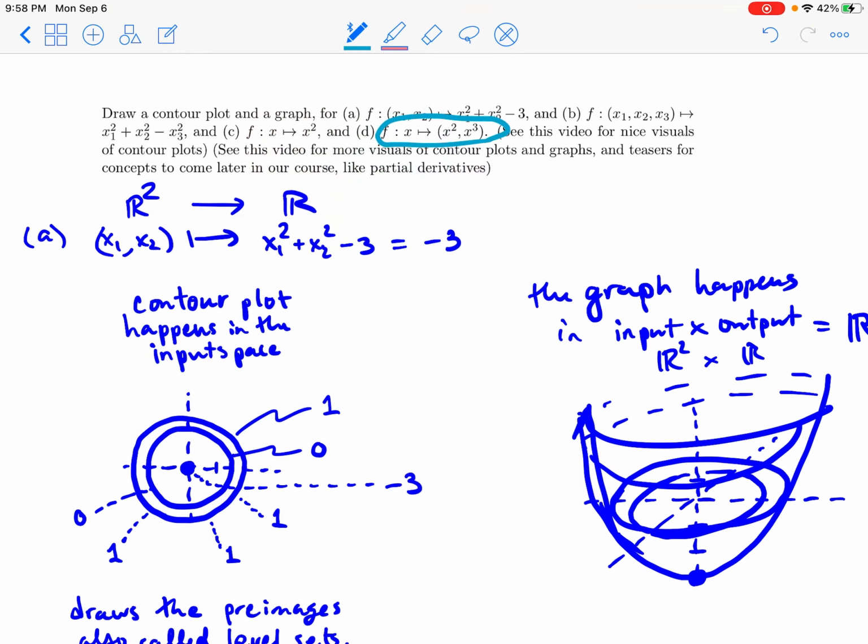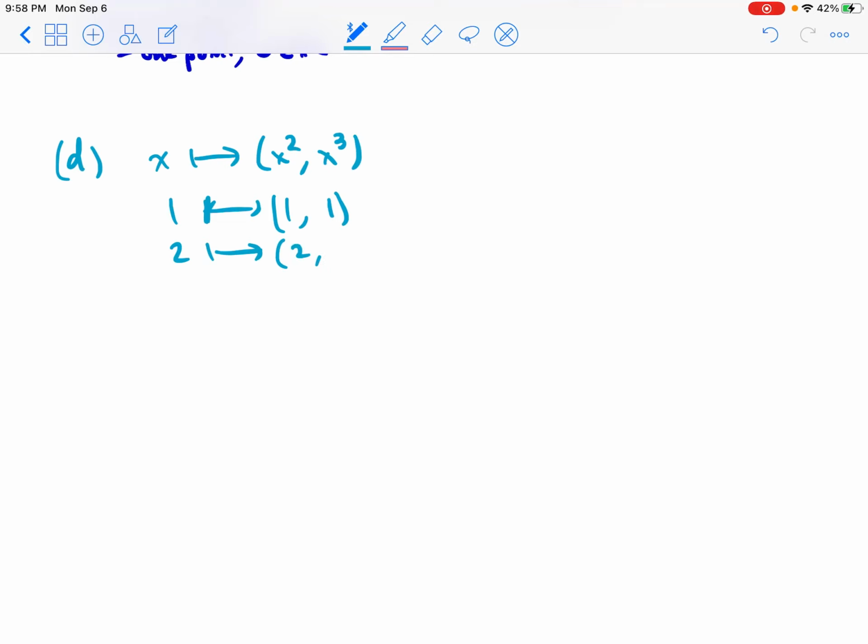Okay, let's do the next one. D, x goes to x squared, comma, x to the third. Okay, part D. x goes to x squared, comma, x to the third. So like 1 gets sent to 1, comma 1. 2 gets sent to 2, comma, oh no, that's wrong. 4, comma 8. Okay, so that's enough to get the handle of it.